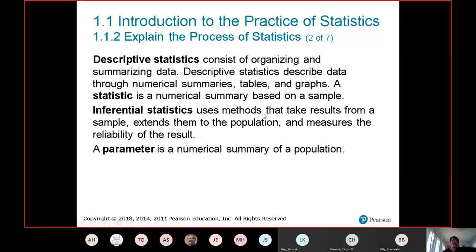Inferential statistics use methods that take results from a sample, extend them to the population, and measure the reliability of the result. This is when you start predicting. Inferential is in chapters 9 and 10, okay, where you actually take statistics and predict that the next piece of candy that comes out of that M&M pack is going to be a green one or an orange one or whatever. You predict that.